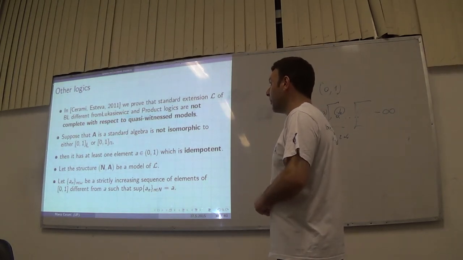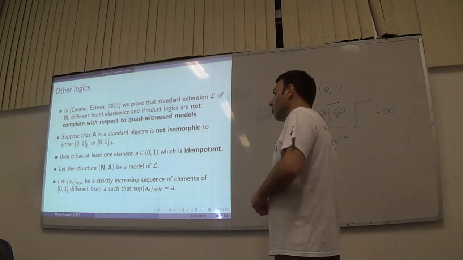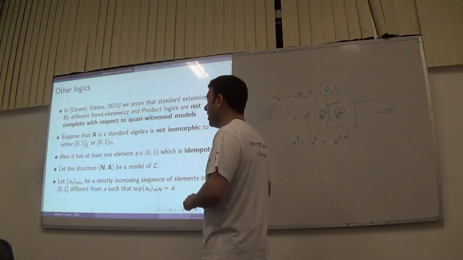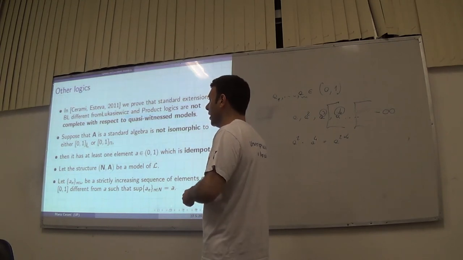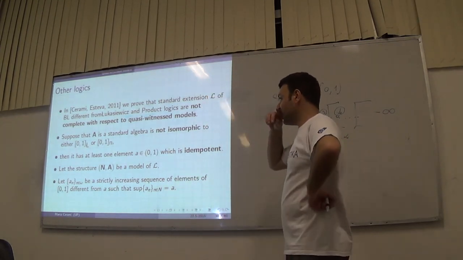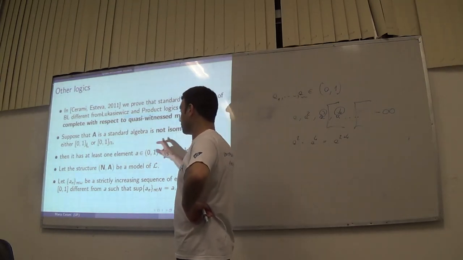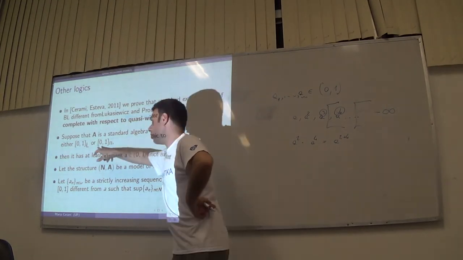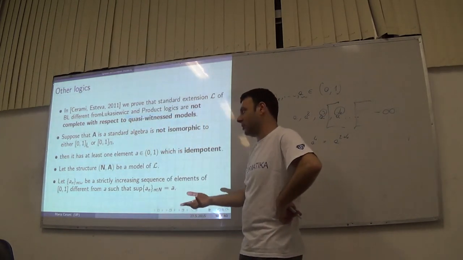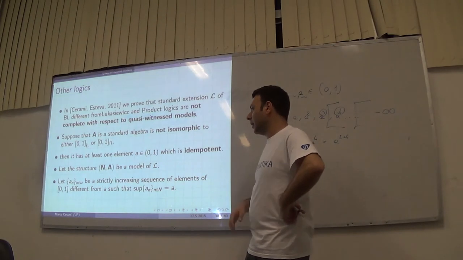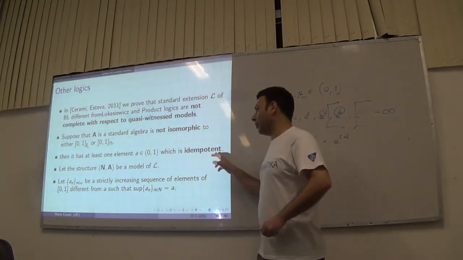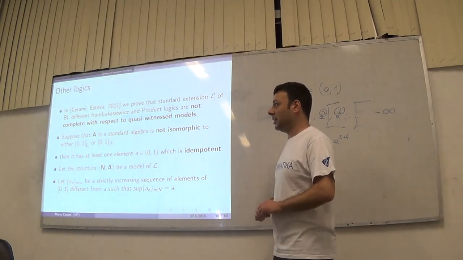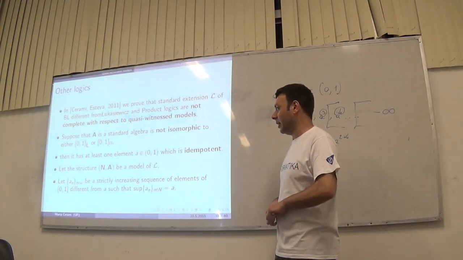So in the same paper we proved that no other extension of BL is complete with respect to quasi-witnessed models. To show this, suppose that there is a standard algebra that is not isomorphic to Łukasiewicz, which clearly is complete with respect to quasi-witnessed models, because it's complete with respect to witnessed models. Then there is an element that is idempotent. Remember, Gödel has idempotent elements, and every such MBL has also an idempotent element.